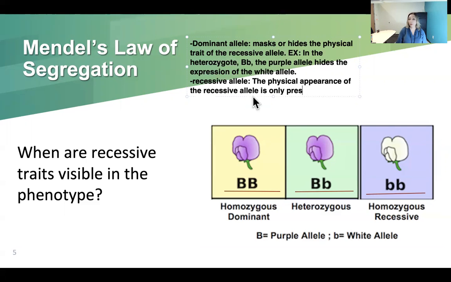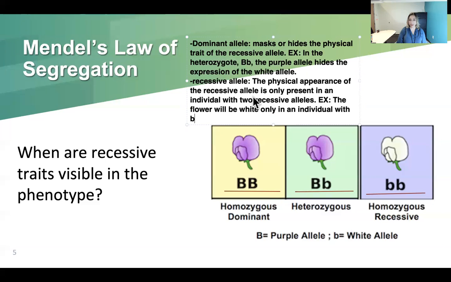is only present in an individual with two recessive alleles. See if I can explain that better with an example. So, white is the recessive allele in this case, right? So the flower will be white only in an individual with little b, right? Two white alleles.